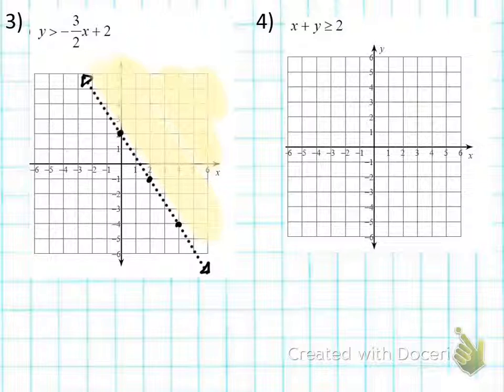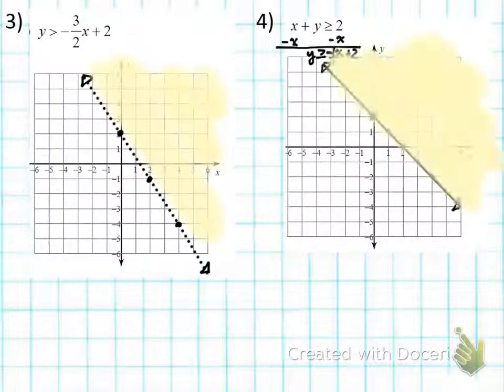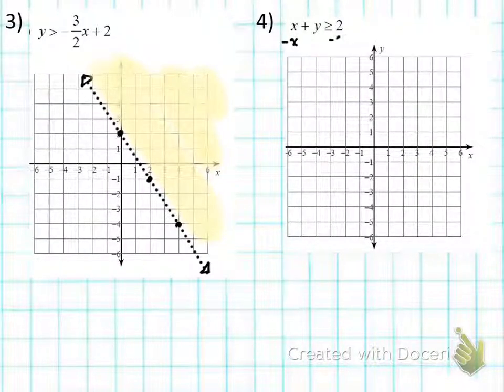Go. No, it's not by itself. So what do you have to do to get y by itself? Subtract x from both sides. Good. Subtract x from both sides. So you get y is greater than negative x minus 2. Or plus 2.